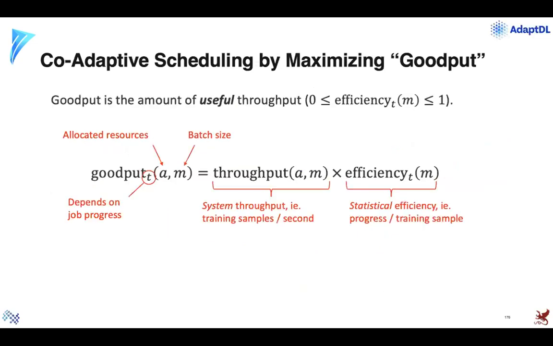So as we mentioned, co-adaptive scheduling can be done by maximizing the goodput of each job. And just a recap, the goodput is essentially the amount of useful throughput. It's defined as the product between the system throughput, measured in the number of training examples processed by the system per second, and statistical efficiency, which is measured in the training progress made per training example processed. And the goodput, for example, can be affected by factors like the total amount of allocated resources and the batch size used by the job.